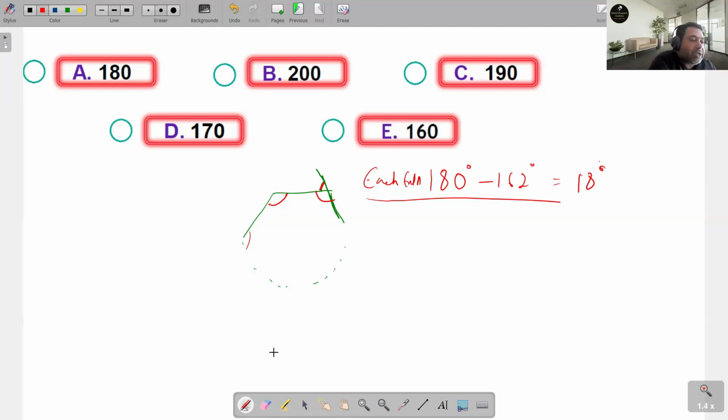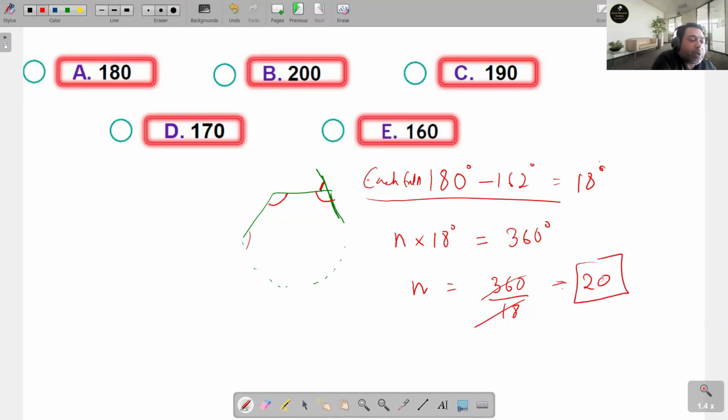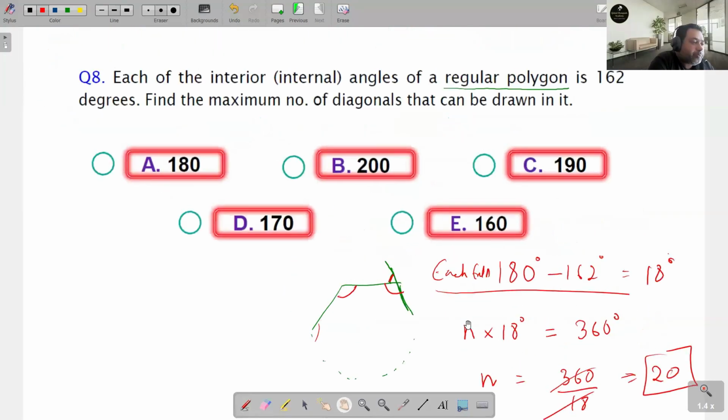There are n exterior angles because there are n vertices and n interior angles also, if there are n sides. So n times this 18 degrees will be equal to 360 degrees, the sum of all exterior angles. Therefore, the number of sides is going to be 360 divided by 18, which is 20. Now we've got this 20 here.